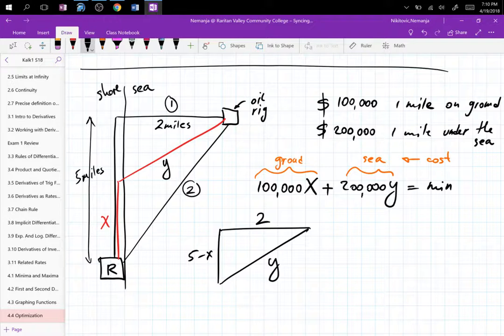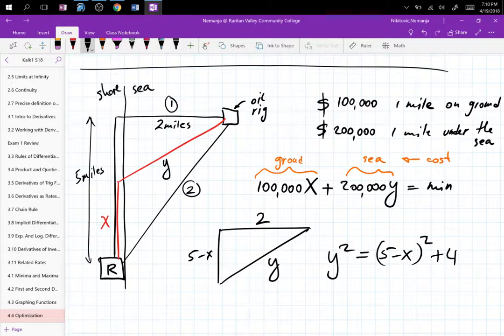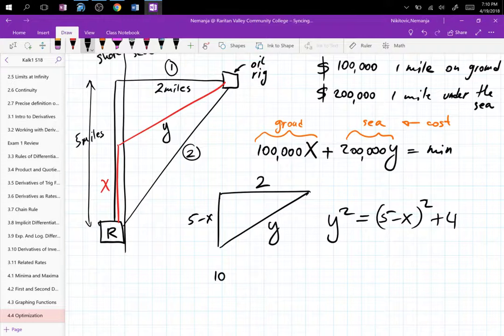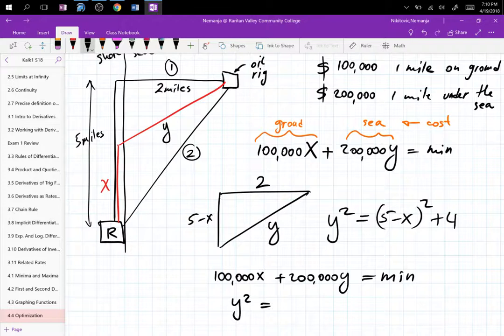Just do the Pythagorean theorem for it. y squared is equal to (5 minus x) squared plus 4, right, which is 2 squared. And there's your constraint equation. So what are we having? We're having 100,000 x plus 200,000 y equals minimum. And we have y squared is equal to 25 minus 10x plus x squared, and then plus 4 will make this into 29. There they are.